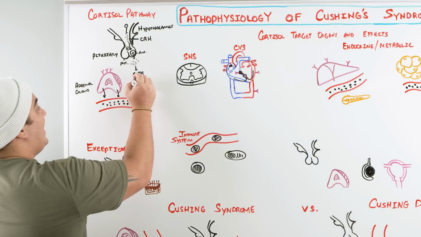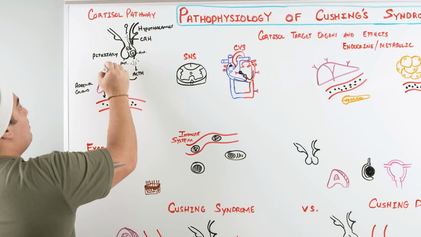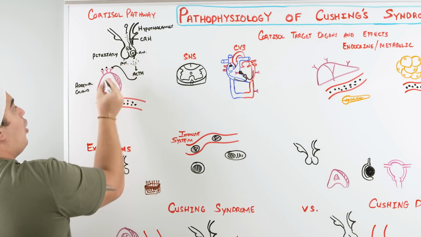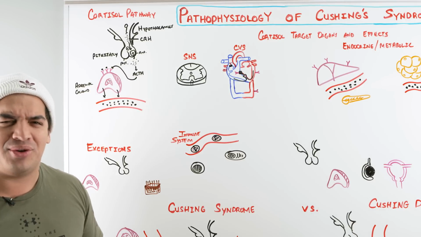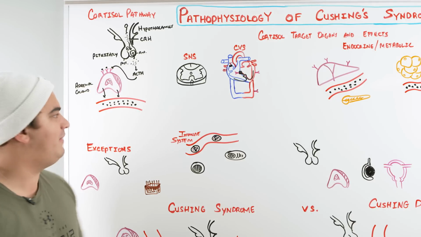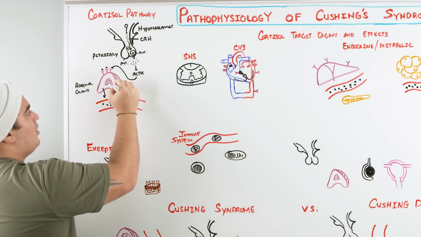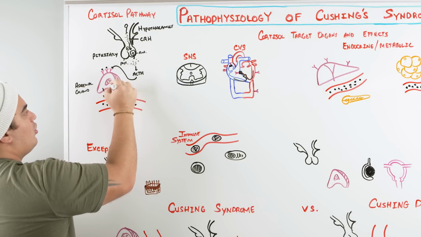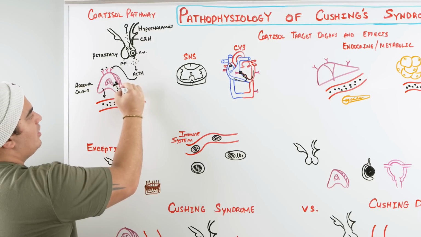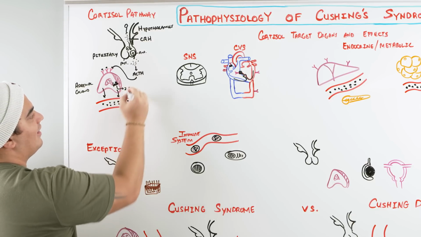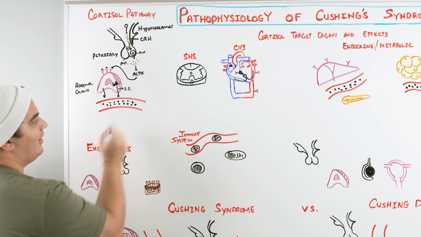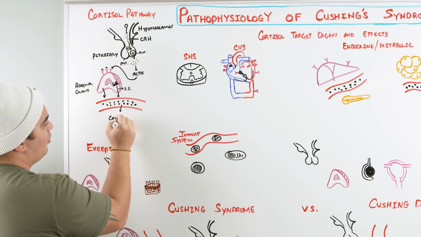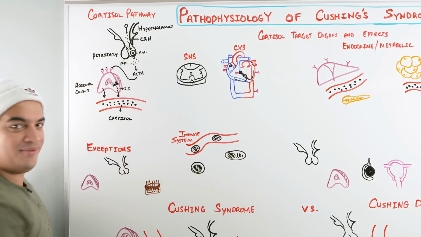The ACTH then comes down here and binds onto receptors on the adrenal cortex. If we were to be really specific about which part of the adrenal cortex, there's three parts: the zona glomerulosa, the zona fasciculata, and the zona reticularis. The zona fasciculata is responsible for making a very specific molecule that it pushes into the blood. You know what this molecule is called? It's called cortisol.